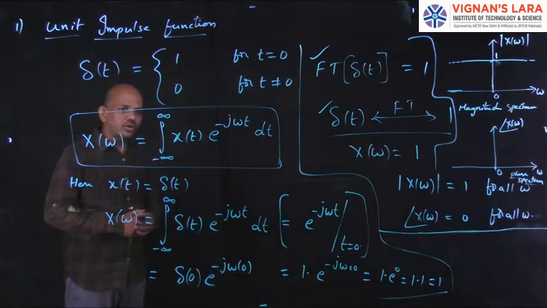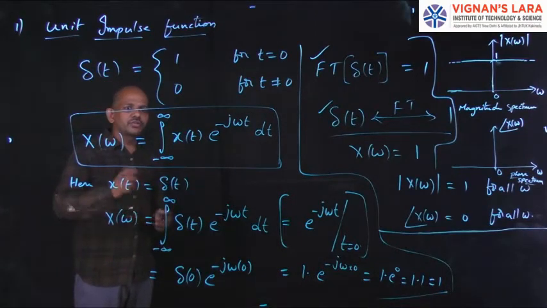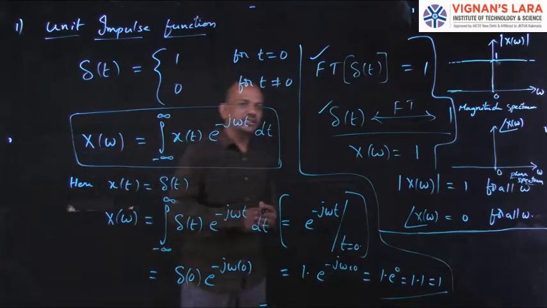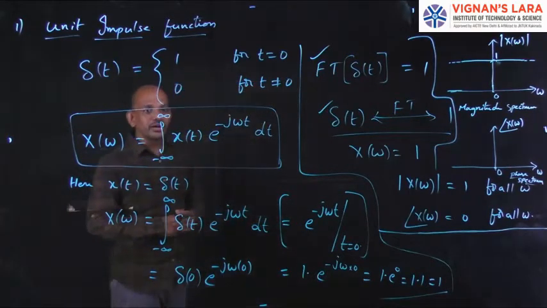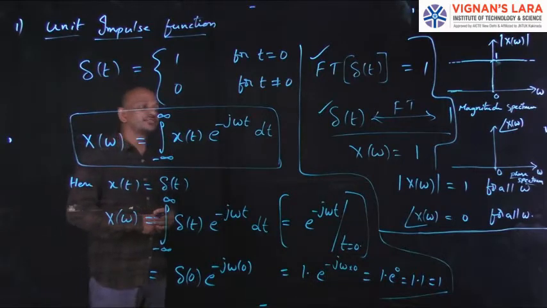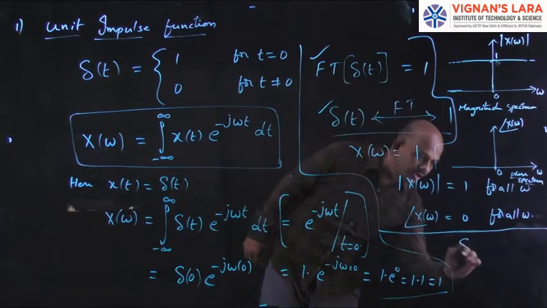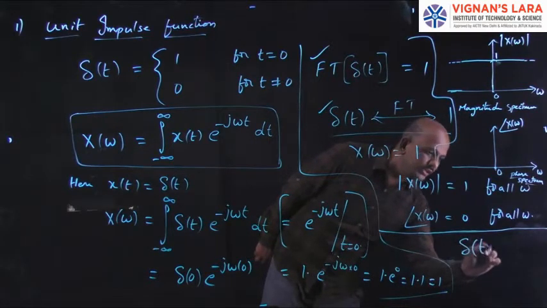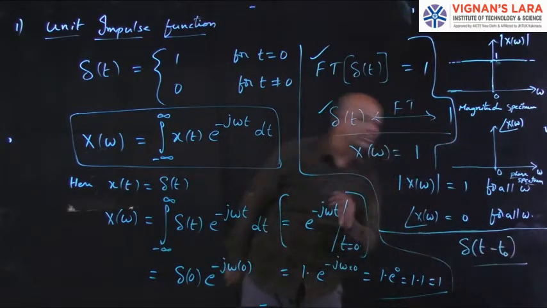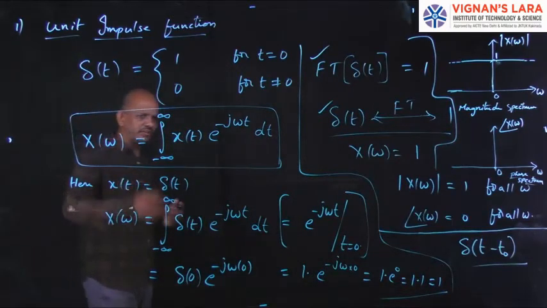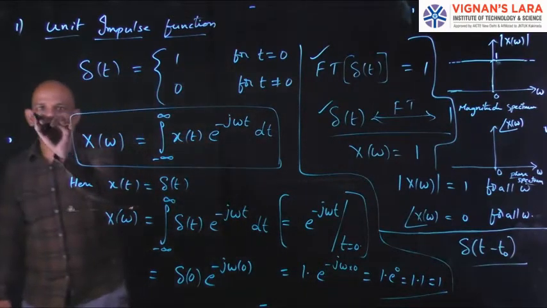Now I will ask you one question. Can anyone tell me what is the Fourier transform of del of t minus t naught? I need the Fourier transform of that one. Del of t minus t naught. Can anyone tell me? Yeah, that's right.